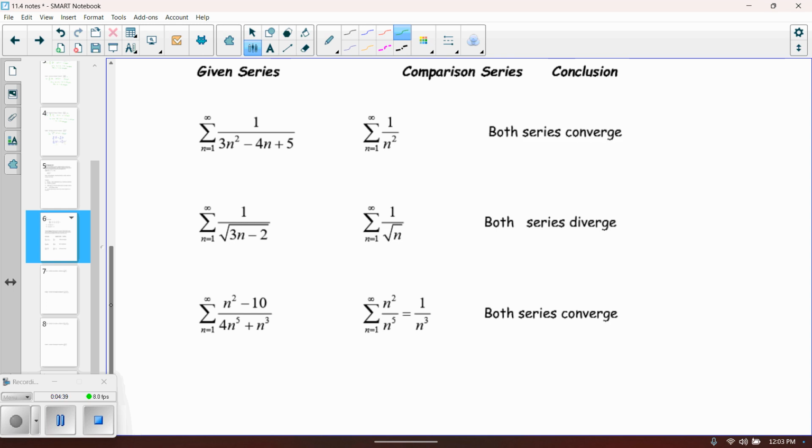If you look at the second one, again, the dominant part in the numerator is still 1. The dominant part in the denominator is the square root of n part. So that's why that's the comparison. And then in the last one, which is probably the more important one, the dominant term on top is n squared. The dominant term on the bottom is 4n to the 5th. So if you compare n squared over n to the 5th, it simplifies to 1 over n cubed. That would be your b sub n. Again, this is not really that difficult to do. You'll see.